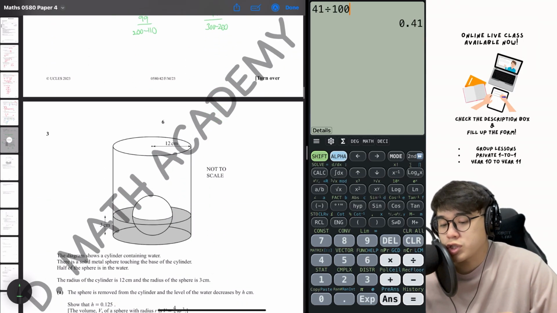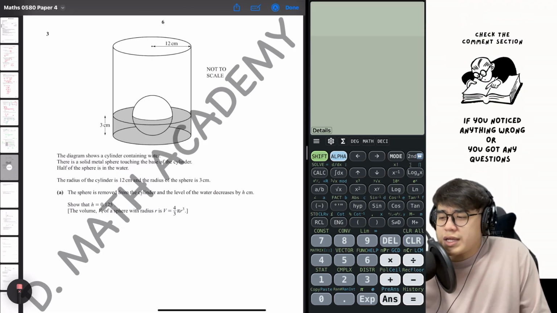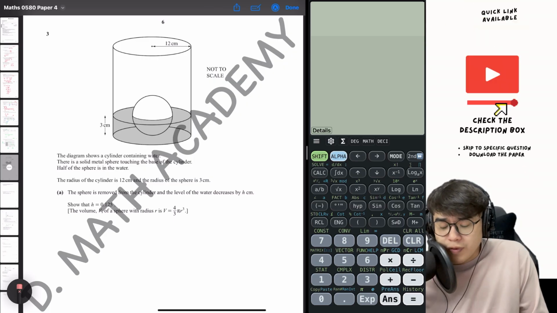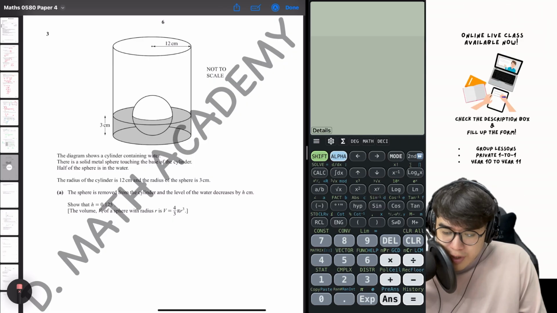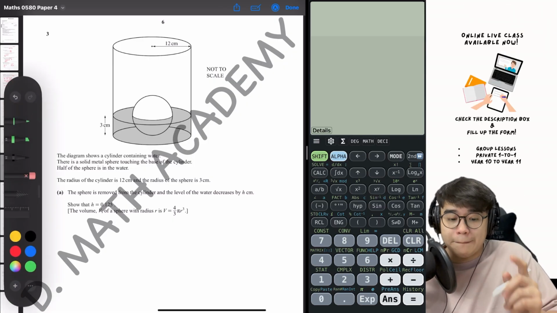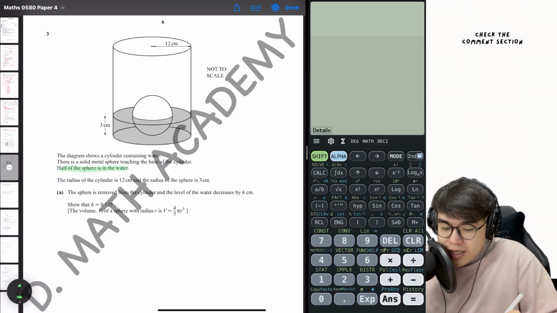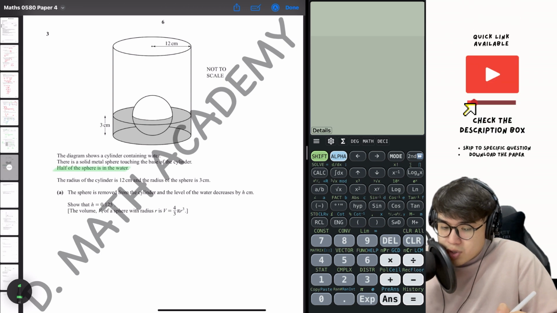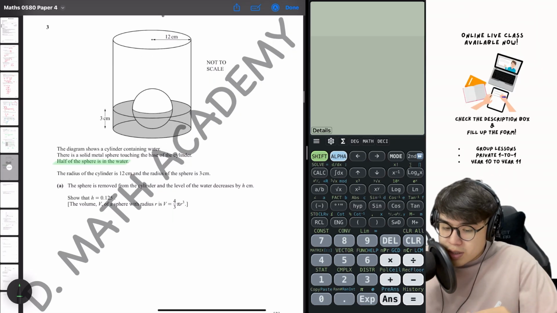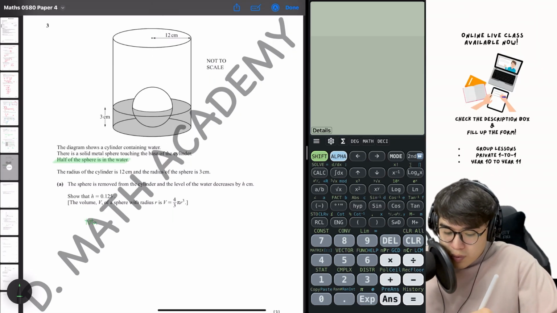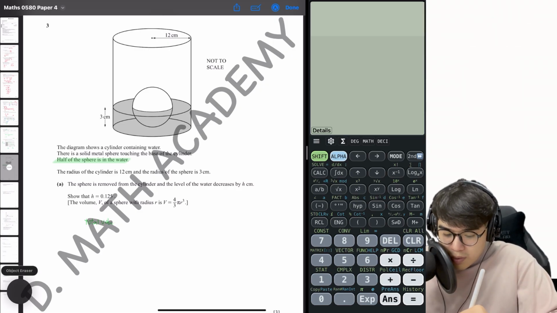We move on to question 3 now. This question looks very similar to one of the past year questions back then. But let me read through first. Alright, so I noticed a trap immediately when reading the question here. Half of the sphere is in the water. So the total volume that we have right now is the total volume of the water.